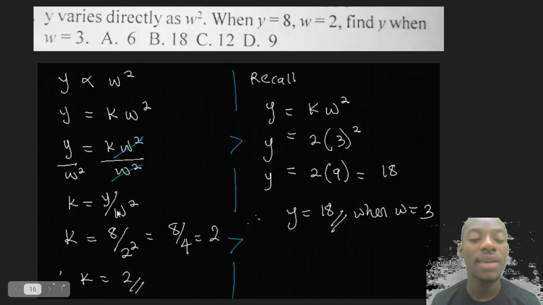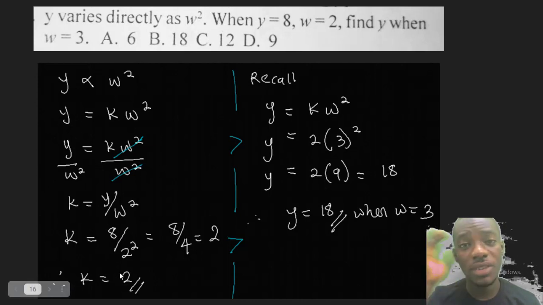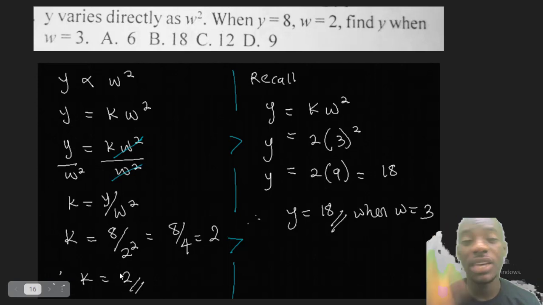Can you see that? The next thing is, what's my y? My y is 8 in the question. My w is 2 squared, right? Giving me 8 over 2 squared, which is 4. 8 over 4 is actually 2. So my k is 2. Can you see that? My k actually is 2.